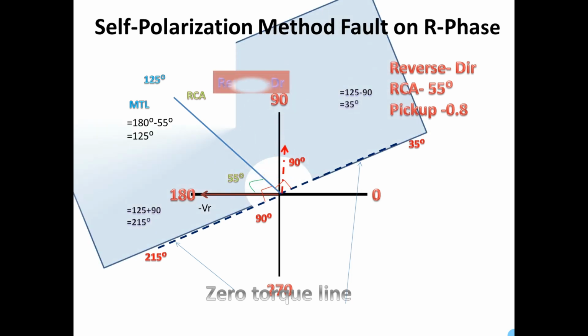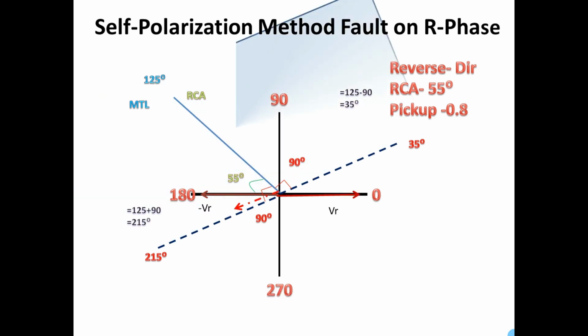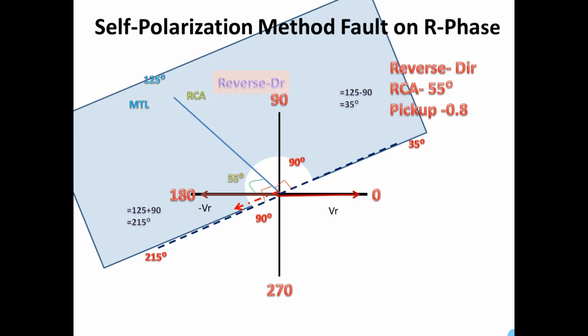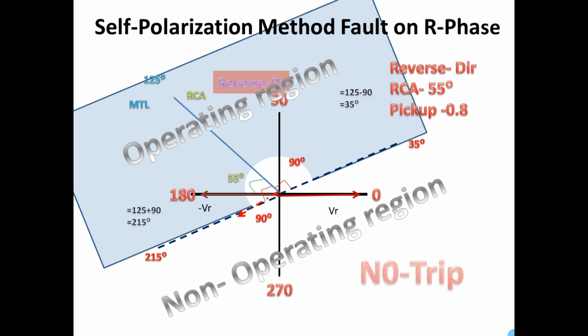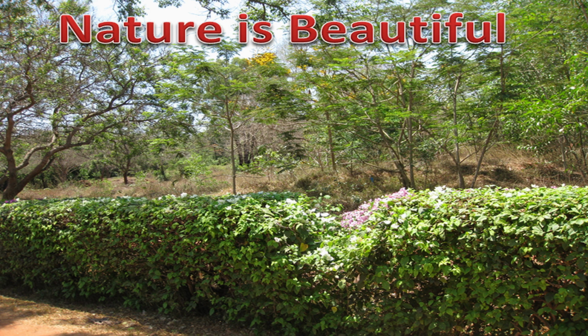If the fault current magnitude is above the pickup value and lies within this operating region, then the relay will give a trip command according to its time delay. If the fault current is away from the operating region, that is in the non-operating region, even if it has a high magnitude of current, the relay will not give a trip on directional overcurrent. By this we come to the end of this section.